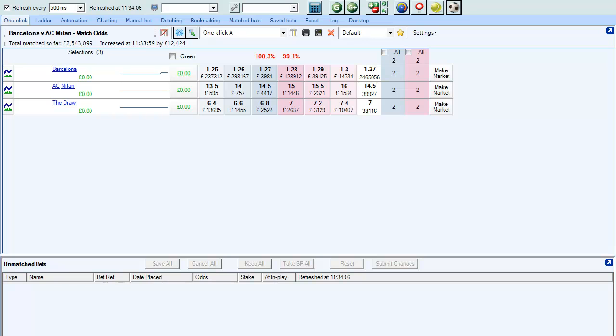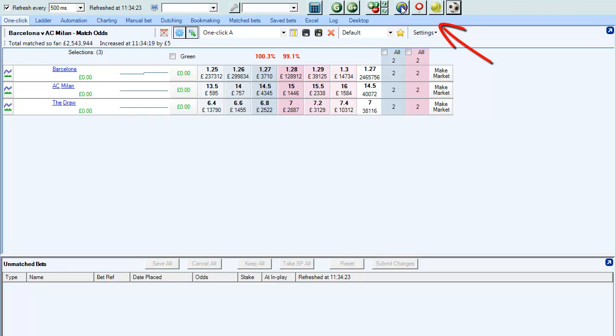There's a number of tools in BetAngel that you may not be aware of. There's quite a lot of depth to the product, but we've also got profiling tools, and the profiling tools sit on the top right hand corner of the trading screen.